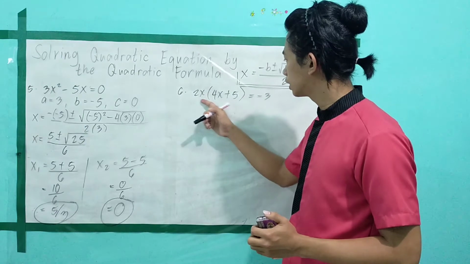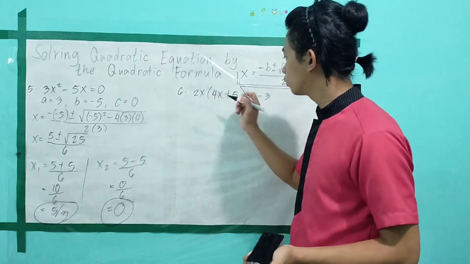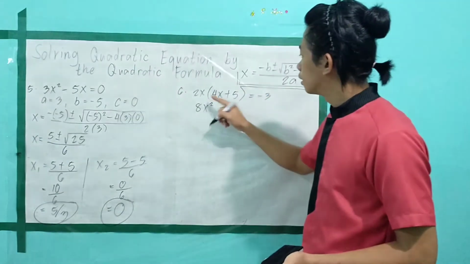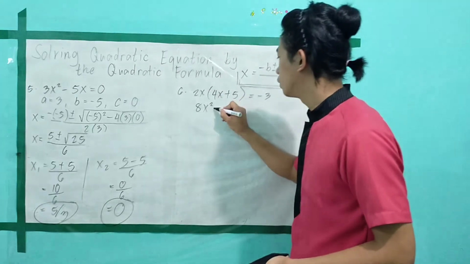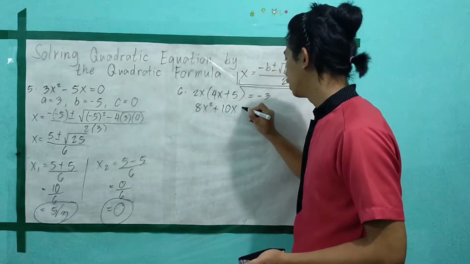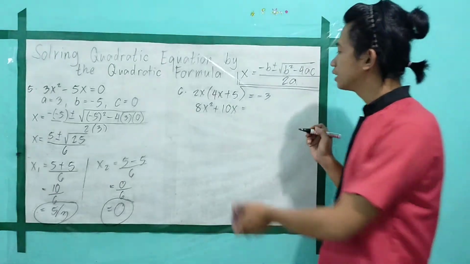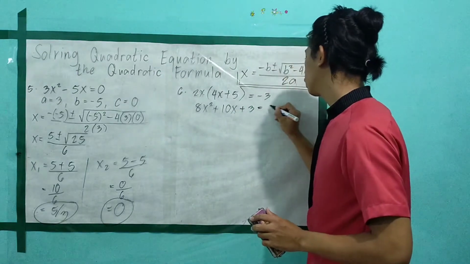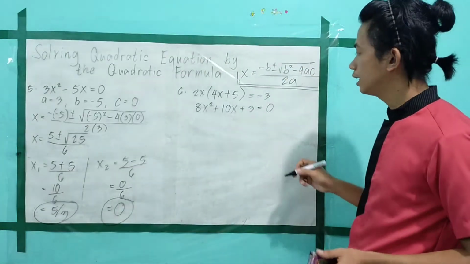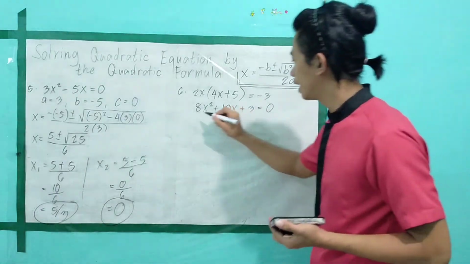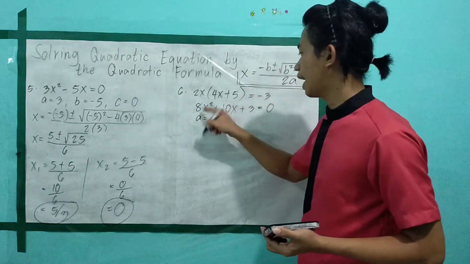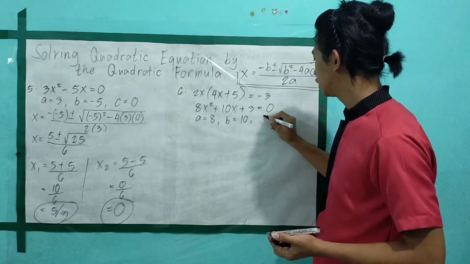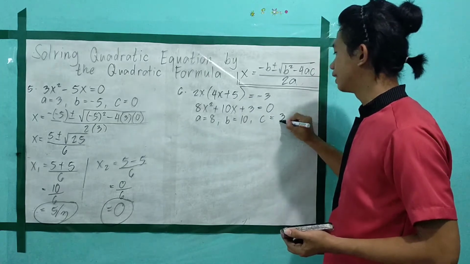So in problem number 6, simplify muna natin siya. So 2x multiplied by 4x, we have 8x squared. Then 2x multiplied by 5, we have positive 10x is equal to negative 3. Gawin na natin siyang standard form. So from negative, magiging positive 3 is equal to 0. Okay? Now, determine natin yung value ng a, b, and c natin. A is equal to 8. B is equal to 10. C is equal to 3.